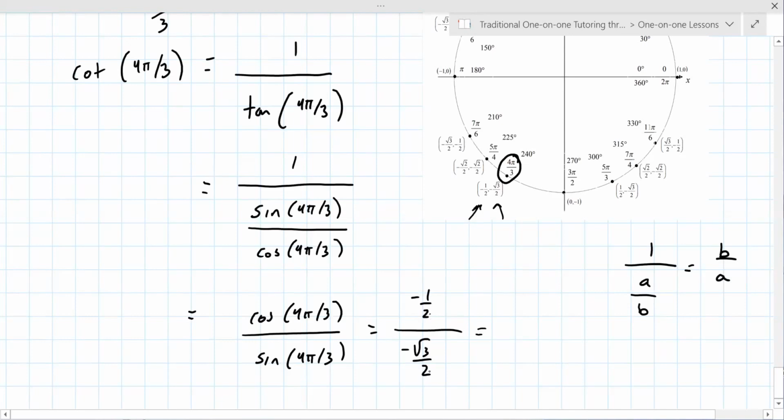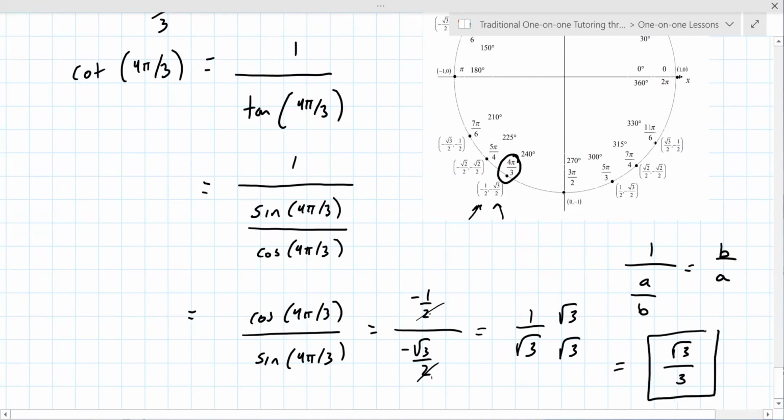So whenever you have the same fractions and same signs here, the fractions cancel. So it becomes 1 over the square root of 3, but we need to rationalize. So to rationalize, you multiply by the square root of 3, top and bottom, and that gives you the square root of 3 over 3 as your final answer.